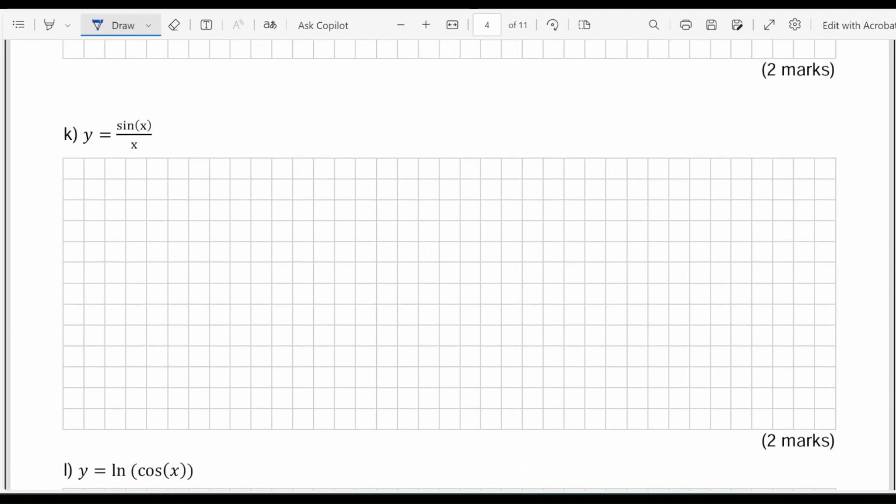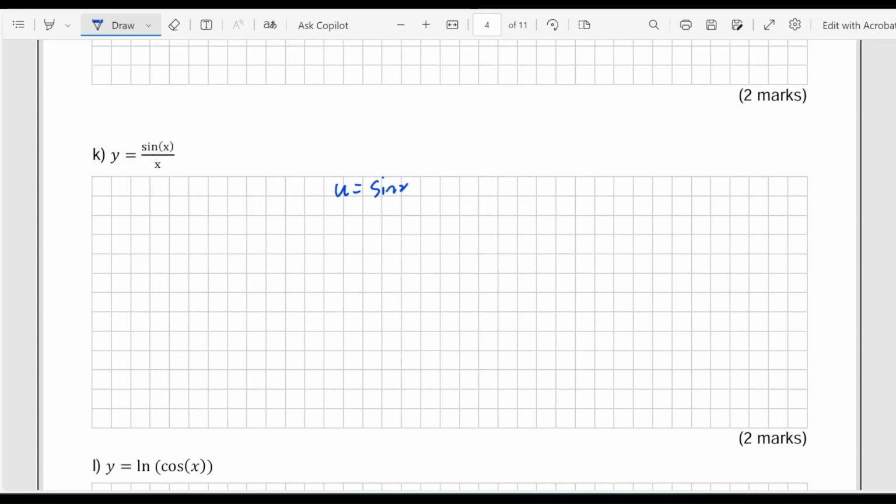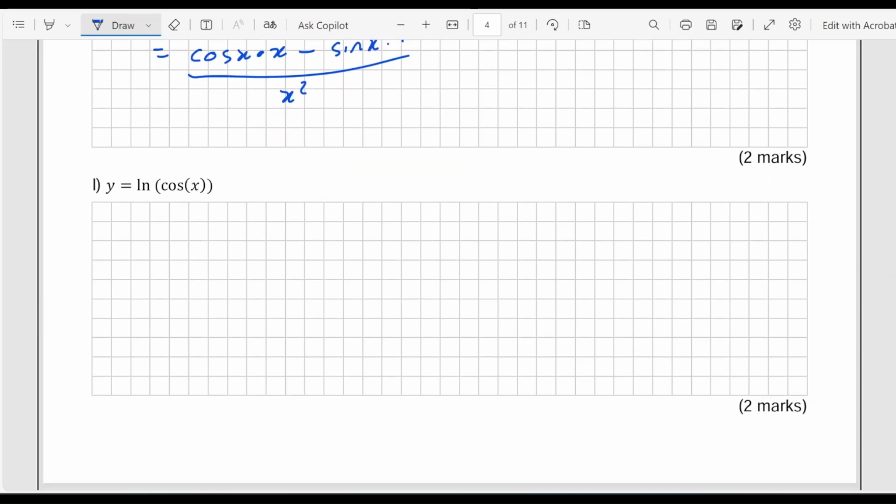All right, sine of x over x, this is where we need to use the quotient rule. So u is sine of x and u dash is cos of x. V is x and v dash is 1. So dy dx, I'll just write out the quotient rule. That is u dash v take uv dash all over v squared. It's going to be cos of x times x take sine of x times 1 all over v squared. So that's x squared.